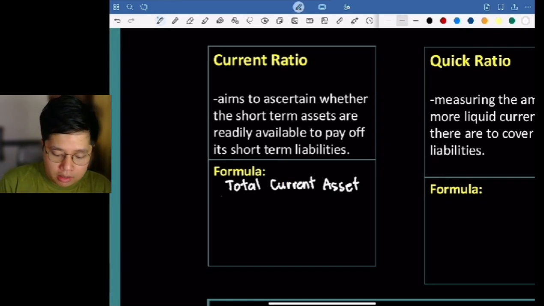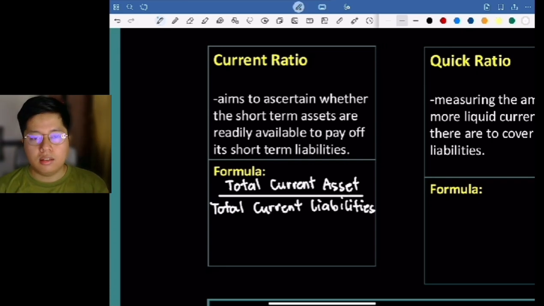divided by total current liabilities. Keep in mind that the classification between the current assets and the current liabilities can be determined according to the guidelines of PAS 1. Meaning to say, whatever will be the total in the financial accounting reporting under the current assets and the total current liabilities, that is also the total current assets and total current liabilities that we will be using.